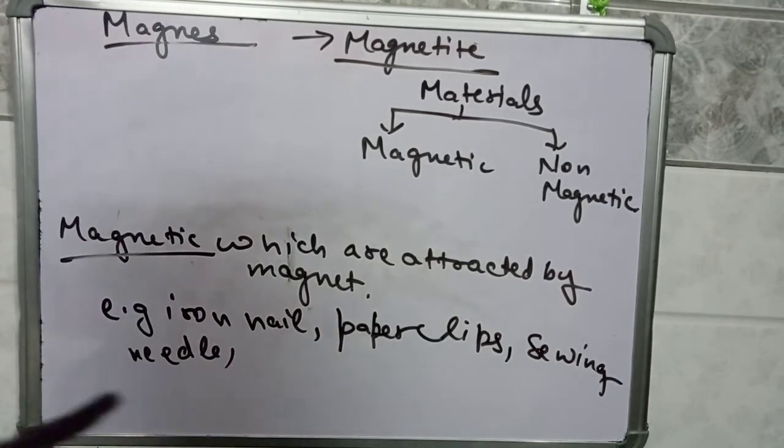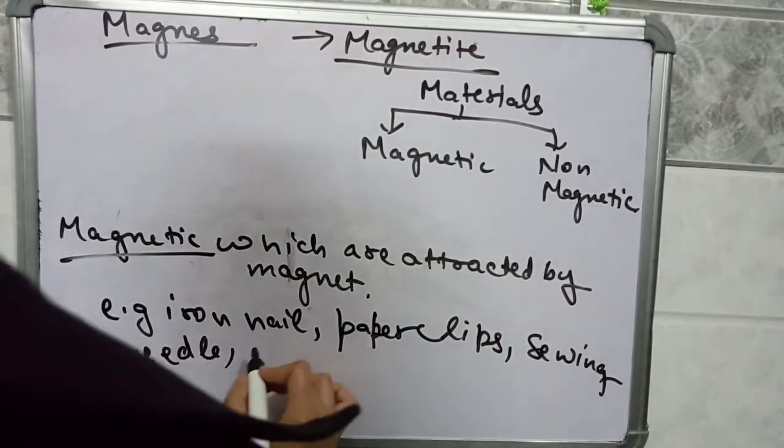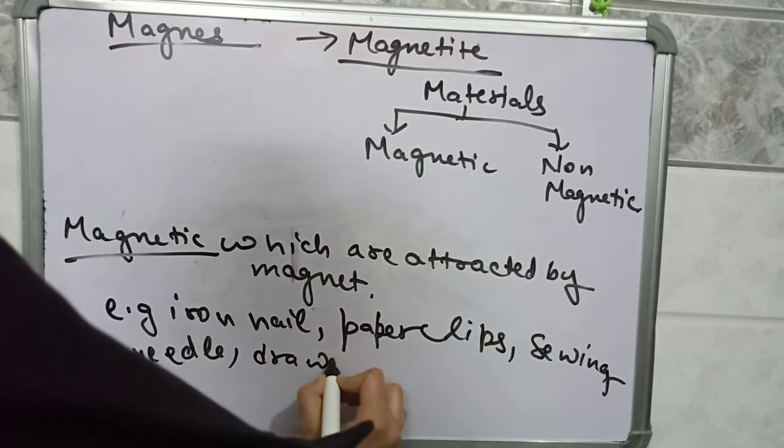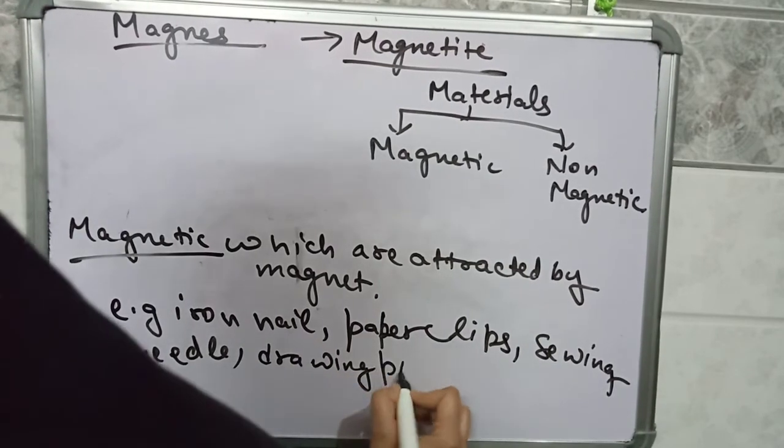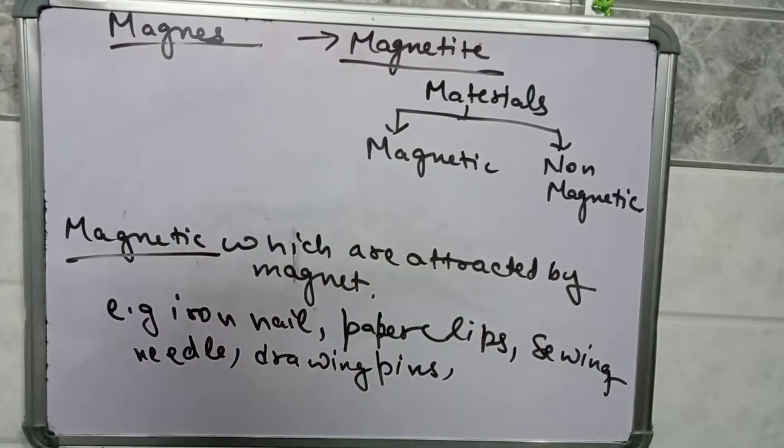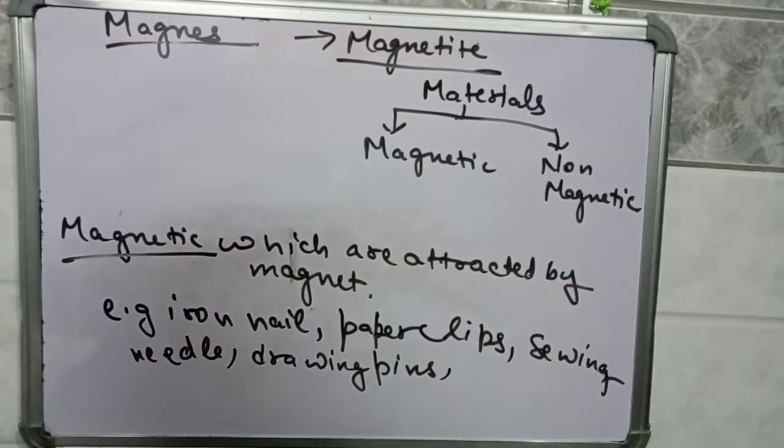What other examples are there? Drawing pins, safety pins, right? All pins, knife blade, scissors, right? All these are attracted by a magnet, so they are also known as magnetic material. Okay.